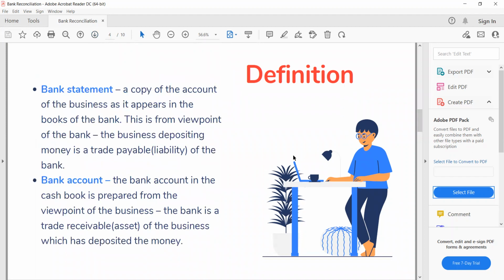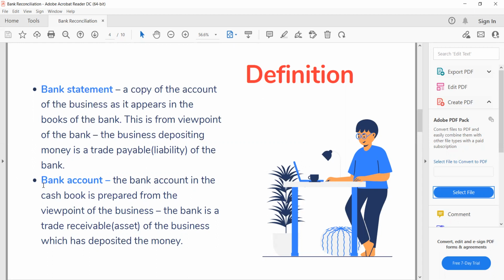Bank statement is a copy of the account of the business as it appears in the books of the bank. It stands from the bank's point of view. The bank will treat this customer as a trade payable, because when we put money into the bank, the bank has the responsibility to pay us back. So that is the reason they treat the customer as a trade payable liability.